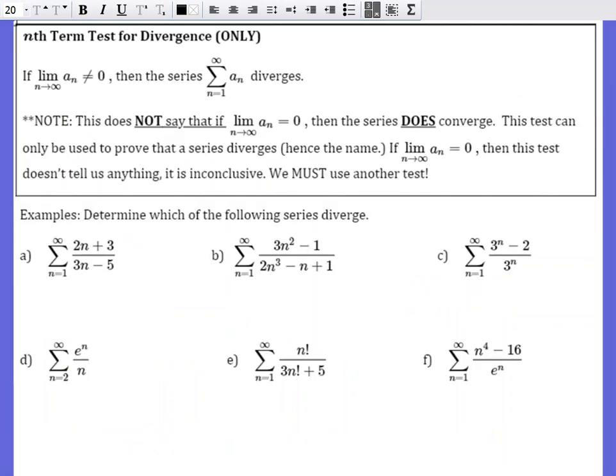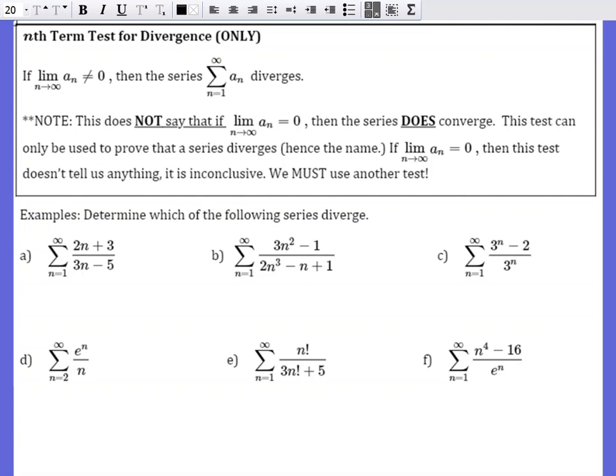The first test we're going to talk about is the nth term test, and this test only is helpful to figure out if something diverges. It in no way helps you to figure out if something converges. Now, I know you're probably thinking there are only two options, converge or diverge. So if something doesn't diverge, then it must converge, right?